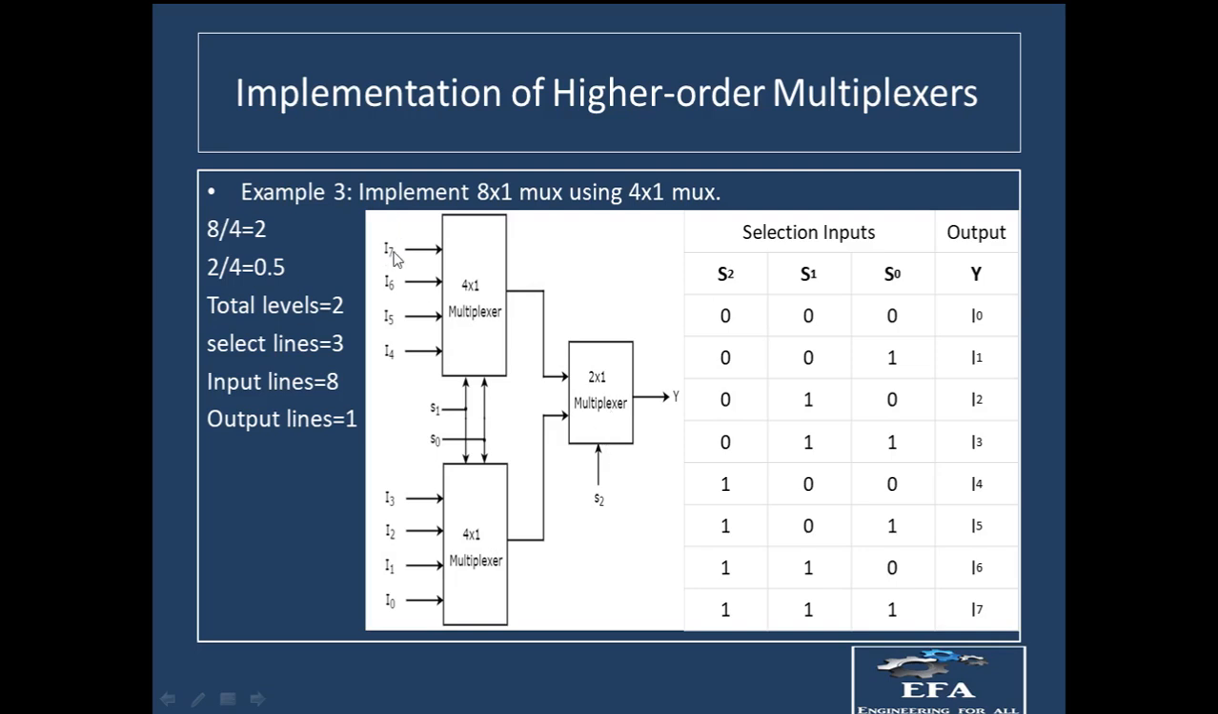So in this case you can see that we have 8 input lines, because we need to make the 8:1 mux, and 3 select lines are used. 2 select lines are used over here, and one is used at this position. So the total number of levels is 2, select lines are 3, input lines are 8, and output lines are 1, right? Again we need to adjust these select lines, so this will be S2, S1 and S0. They will have 8 values starting from 0 to 7 in decimal, and in binary they will start from 000, 001, up to 111.